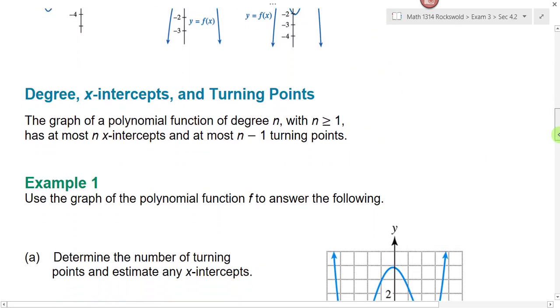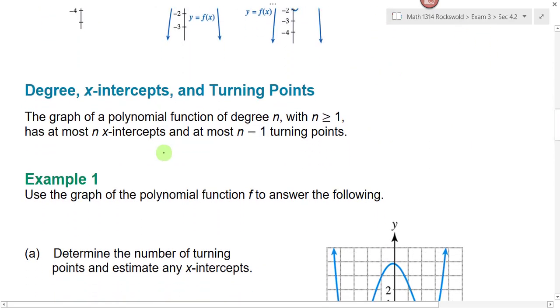Another thing we can determine is by looking at the x-intercepts, the highest power of the polynomial will be greater than or equal to the number of x-intercepts. So the graph of a polynomial function of degree n with n greater than or equal to 1 has at most n x-intercepts. So the number of x-intercepts will give you a clue as to what the minimum degree of the polynomial will be. And it has at most n minus 1 turning points.